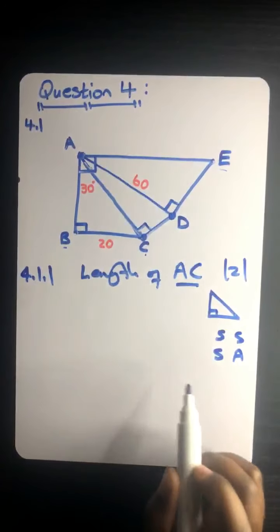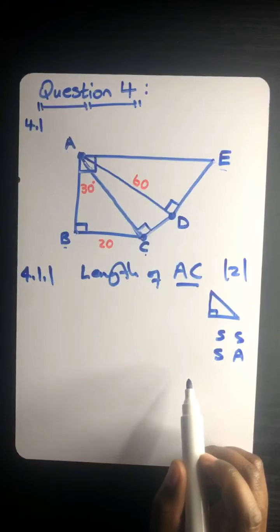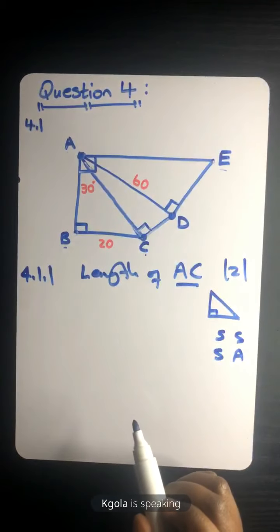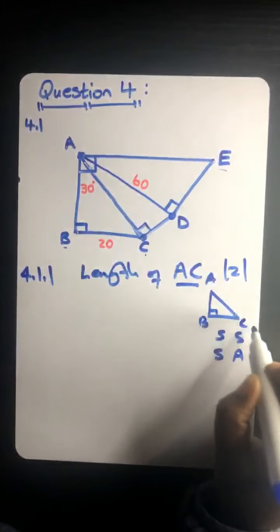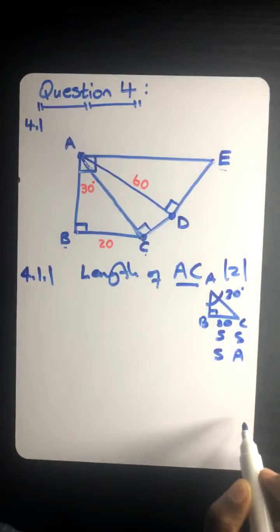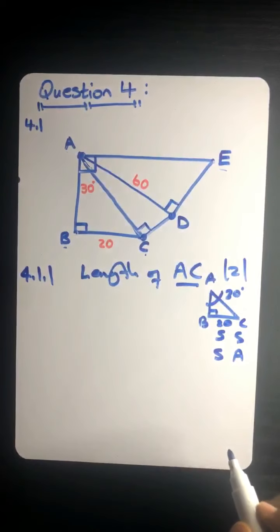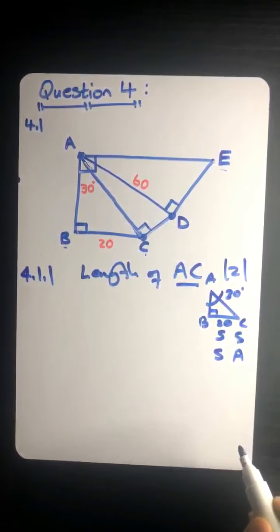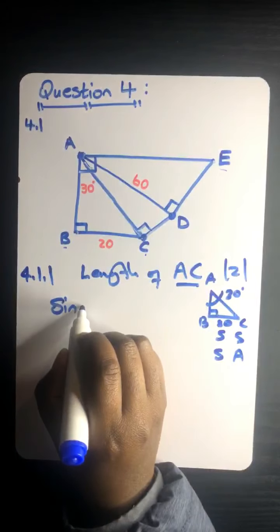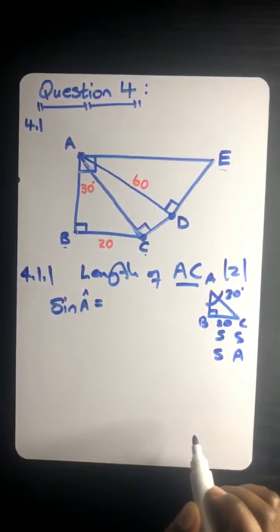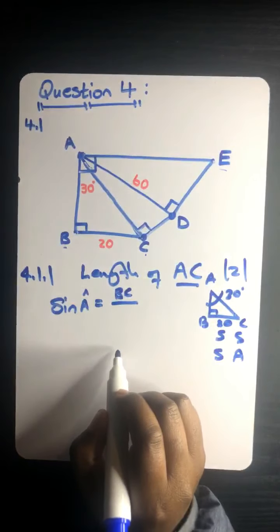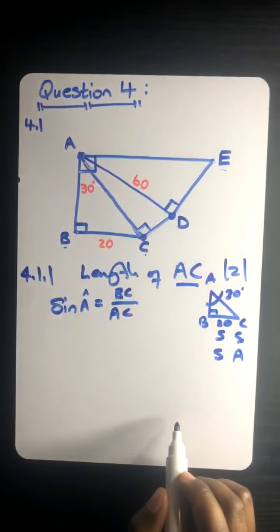So here comes a question, which triangle has enough information for us to calculate the other side? Anyone? It's triangle ABC. We have 20 there and we still have an angle there being 30 degrees. But now, which trig ratio will be suitable in this case? The sine. Sine of angle A will be equals to, we know that sine is equals to opposite over hypotenuse. So in this case, what is the opposite? It's obviously BC over, what is hypotenuse? Hypotenuse is AC. Very, very much important, ladies and gentlemen.